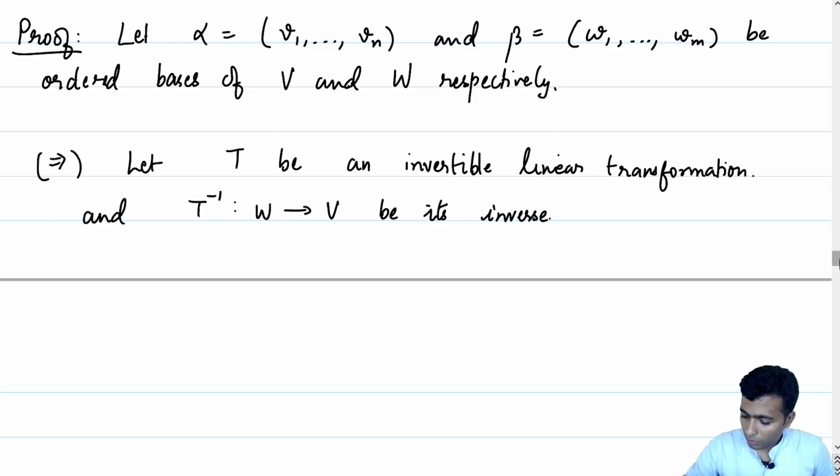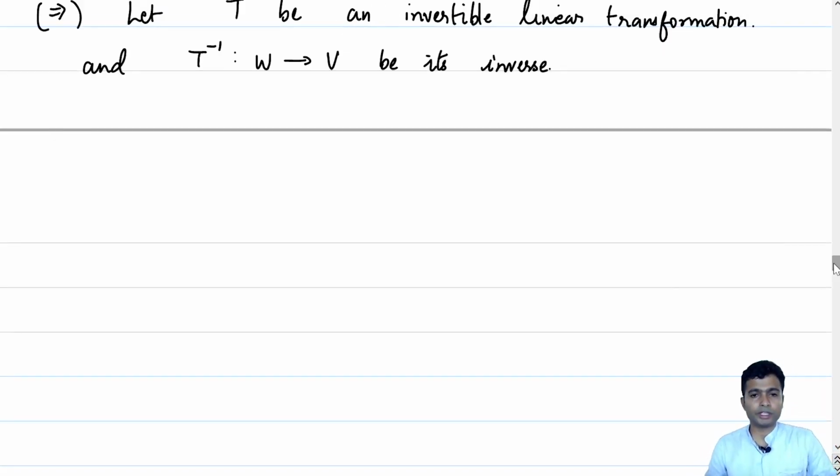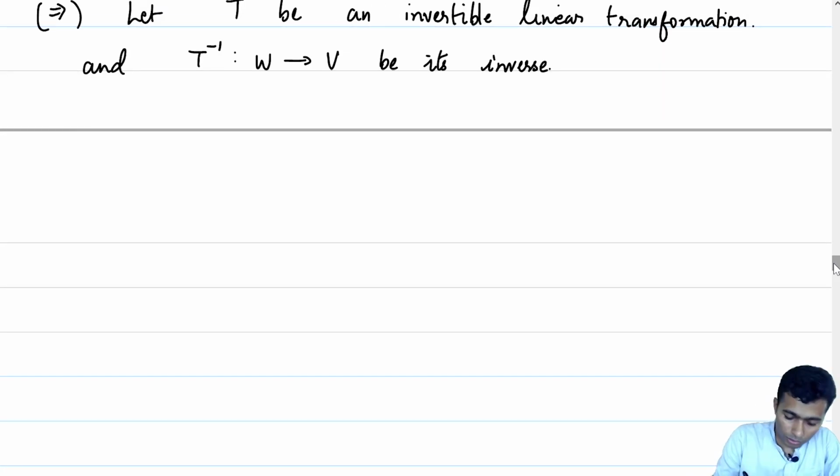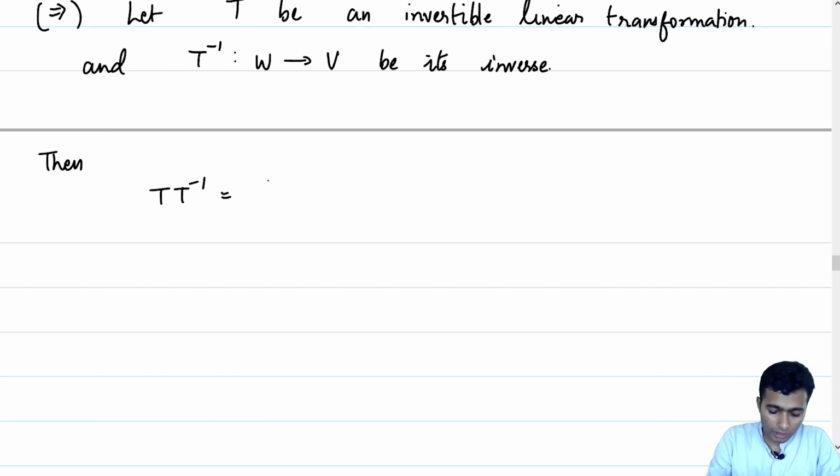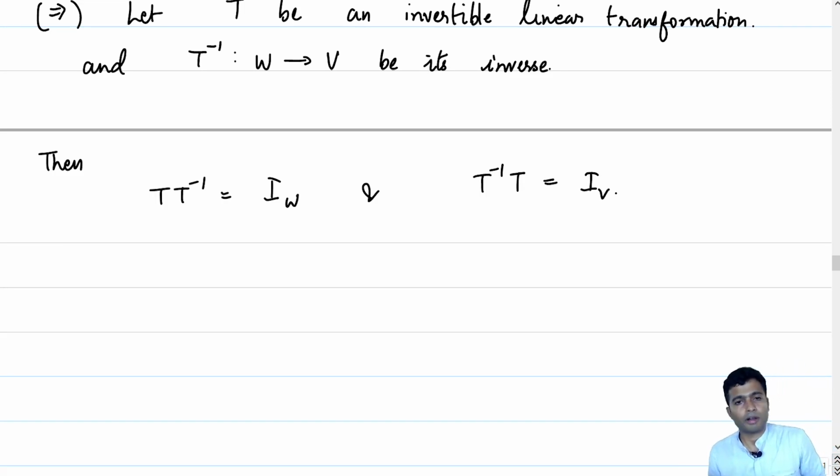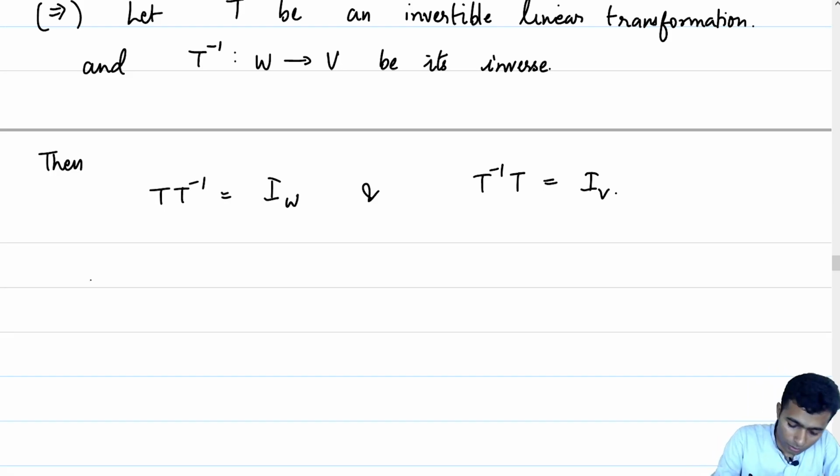What do we know about this inverse? When composed with T, it gives us identity on both sides. So, if you look at T T inverse, then T T inverse is just the identity map of W, and similarly T inverse T is just the identity of V by the very definition. We also know that the identity map of W.